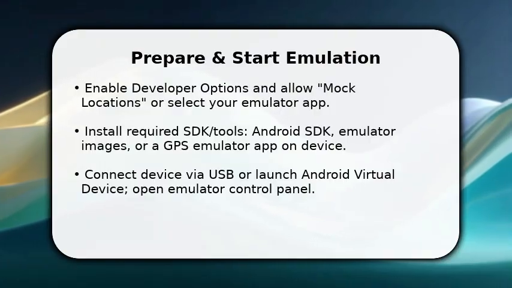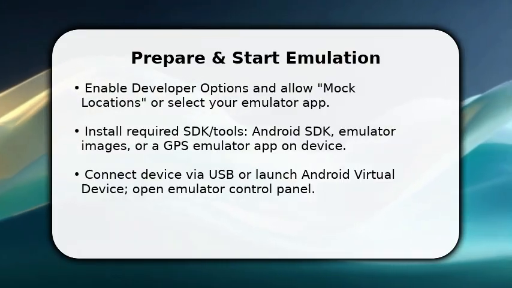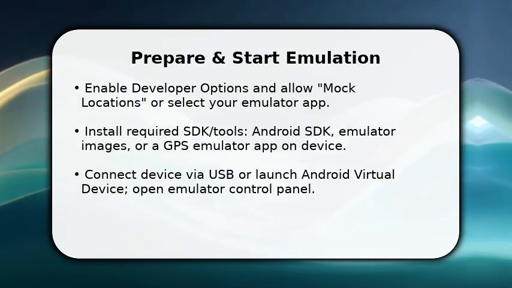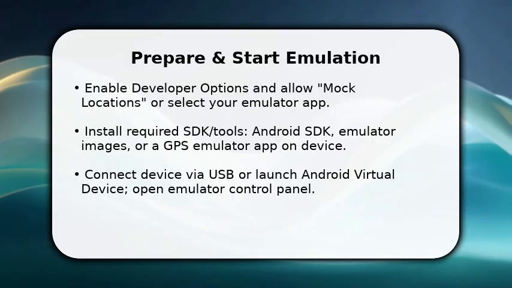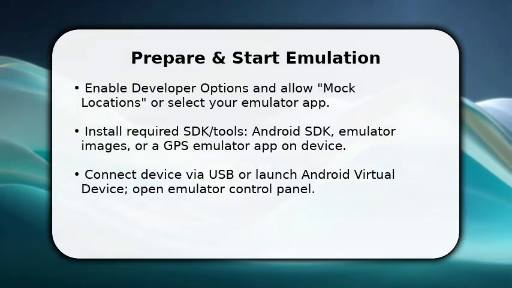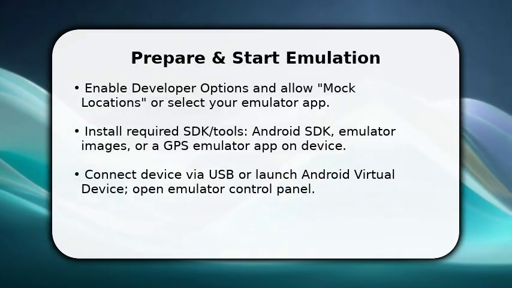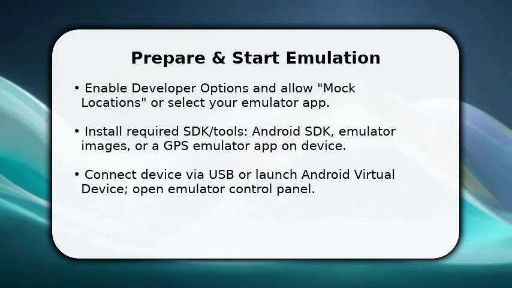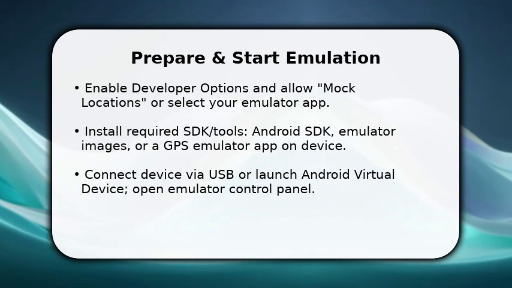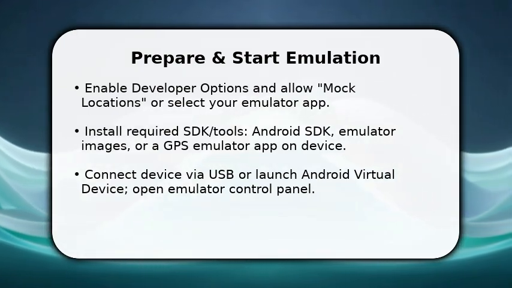You start by enabling developer options and granting mock location permission to your Emulator app. This lets you inject coordinates. Once done, install the Android SDK and the emulator image or a dedicated GPS emulator on your phone. Connect your device with USB debugging enabled or launch the Android virtual device. Make sure the emulator control panel is visible so you can push location data immediately. This avoids setup back and forth and gets you into active testing faster.